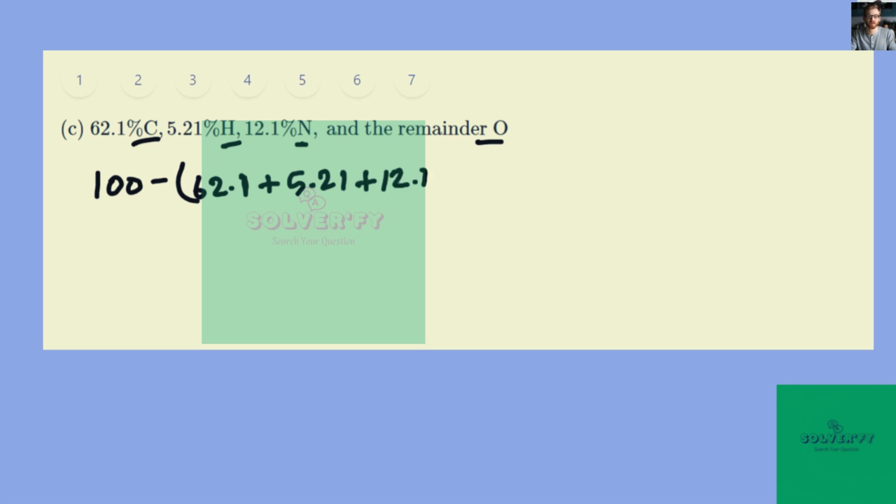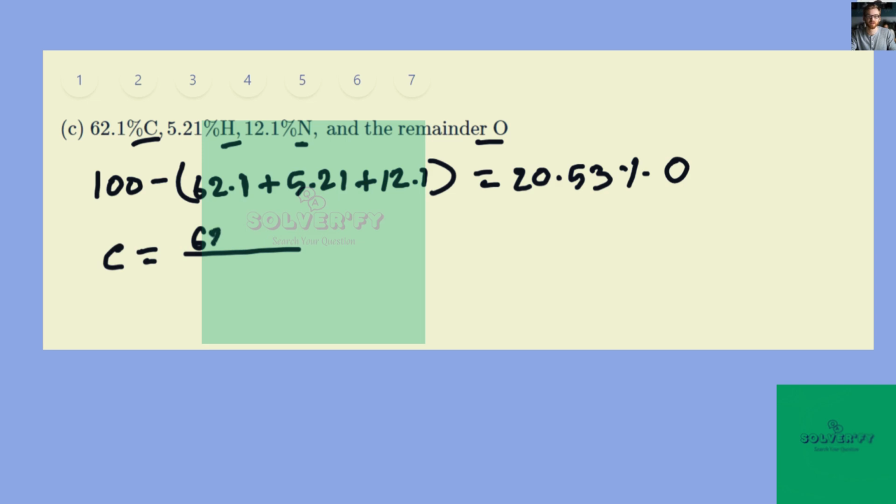And now again we will simply count each percentage as mass in gram, and we will find the number of moles for each element. So moles for carbon will be 62.1 gram over carbon's molar mass, which is 12.01. It will give us a value of 5.017 mole.